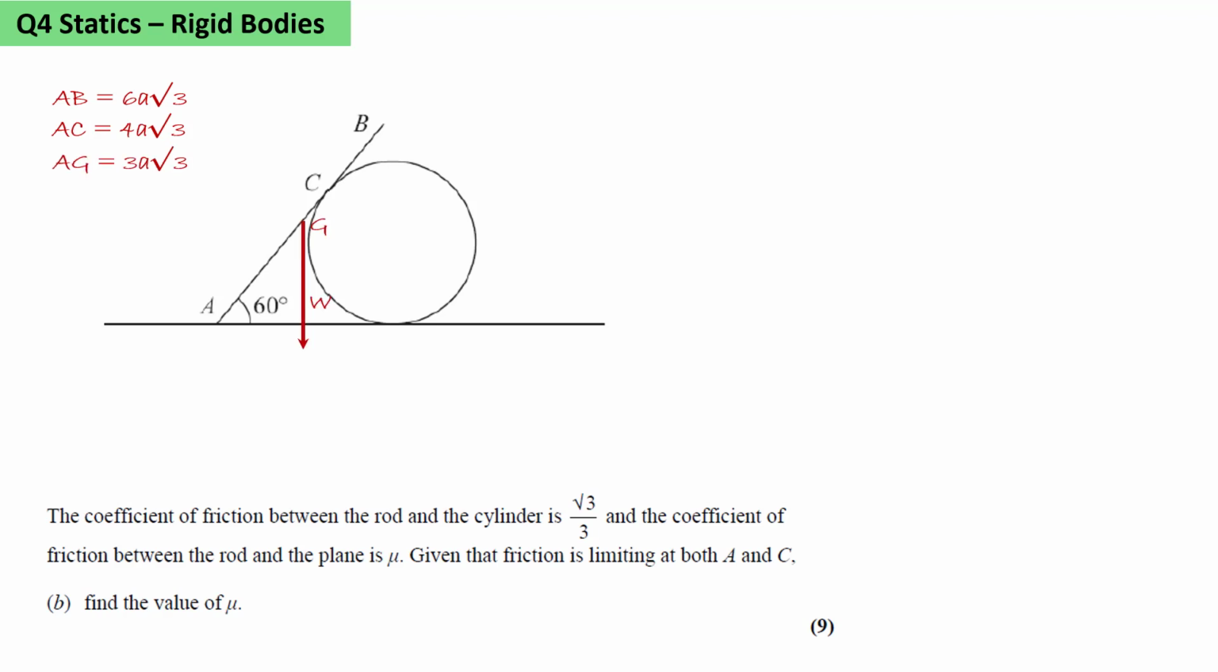We start with the weight. It's a uniform rod, so we put the point G in the middle of AB. So AG will be 3a√3. And we have the weight W acting vertically through this point.